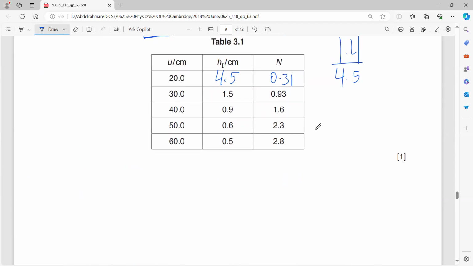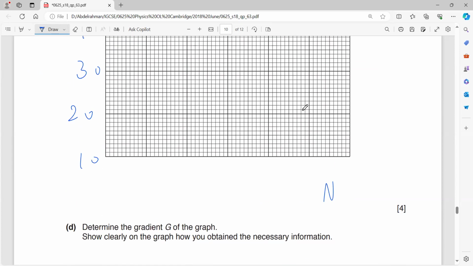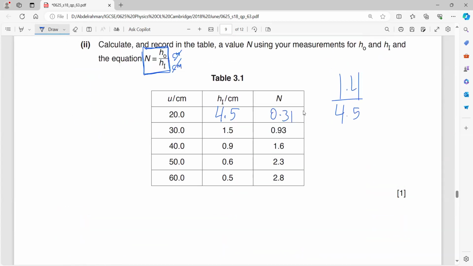N starts from 0.31 and ends at 2.8. Okay. How do you suggest we start the x-axis? How do you suggest we start this x-axis? What should be on the x-axis? Because the N goes from 0.31 to 2.8.